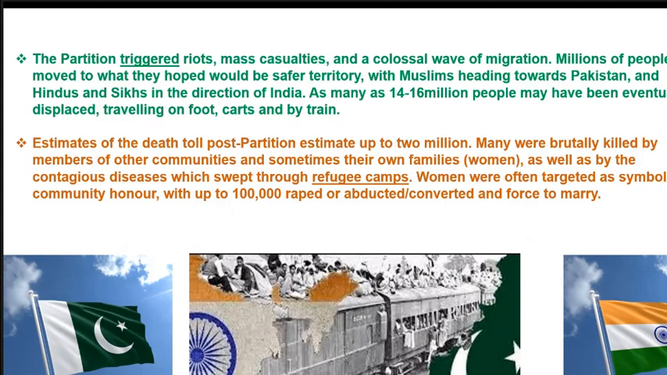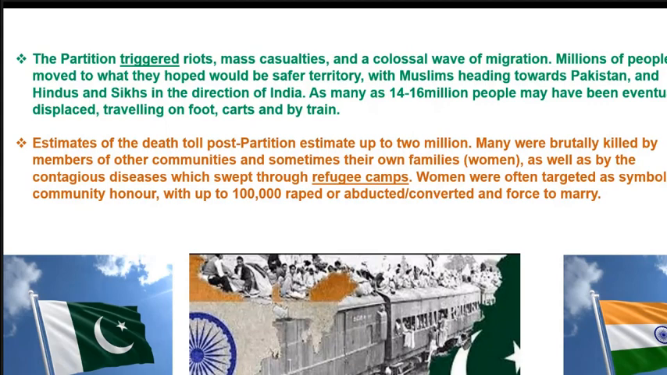There are a lot of stories and histories about women, especially women and young girls. Their family would suffocate them, or they would drown them in the wells, because women were seen as, or targeted as, symbols of community honor. So it felt like if you were raping or dismembering these women, you were dishonoring the community that they belonged to. So what families were doing, because they didn't want that, is they would kill their young girls and kill the women.